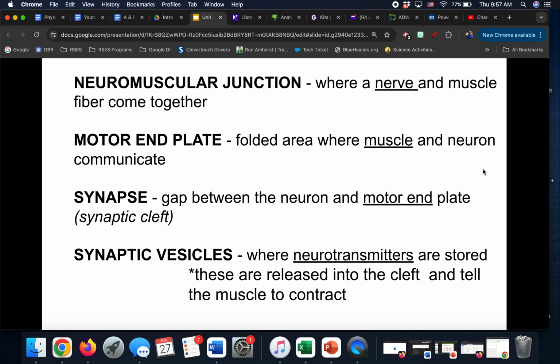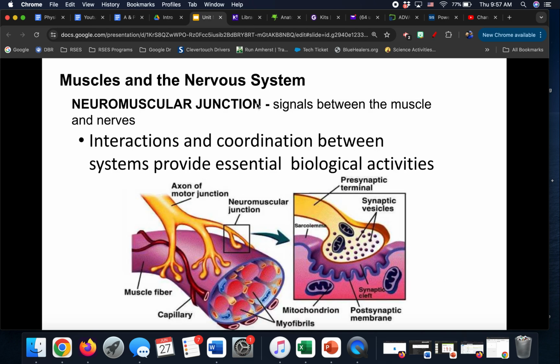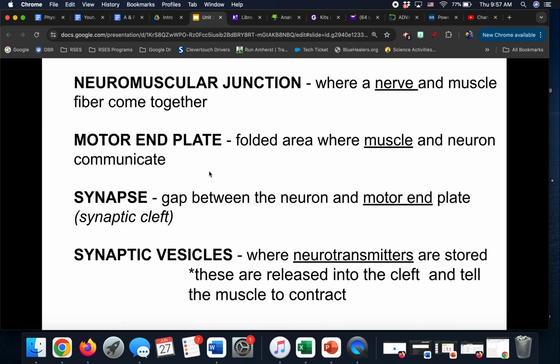So some vocab we're going to need. We already said the neuromuscular junction is where a nerve and muscle fiber come together. So you can see here, there is a little bit of space. It looks like it's touching, but it's not. This little space here is the neuromuscular junction.